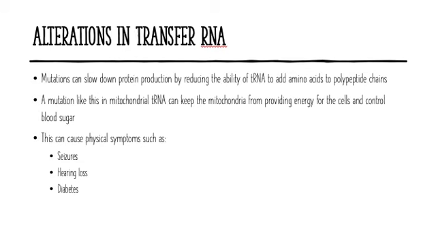There can be mutations in the tRNA that affect this process negatively. For example, a mutation in mitochondrial tRNA slows down protein production and keeps the mitochondria from producing enough energy for the cells and regulating blood sugar levels. This can cause physical symptoms such as seizures, hearing loss, diabetes, and other symptoms.